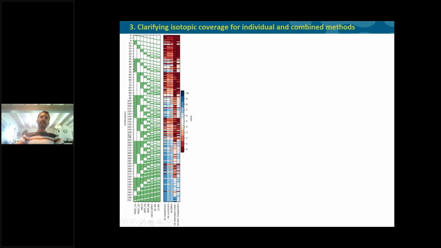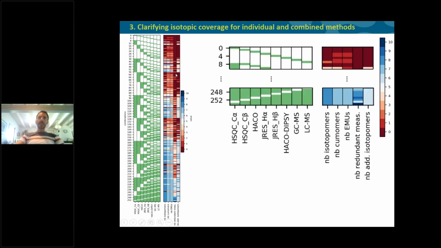Here each line is a different combination of these measurements, and here we have a summary of the extra information we obtain. For instance, in the first line in green, we just used data coming from HSQC on the carbon alpha. The second line is just HSQC beta and so on, and we ended up with the last line with the combination of all data sets. What we can see is that when we have, of course, single measurements, we have no gain of information. Everything is red, so no gain of information here.